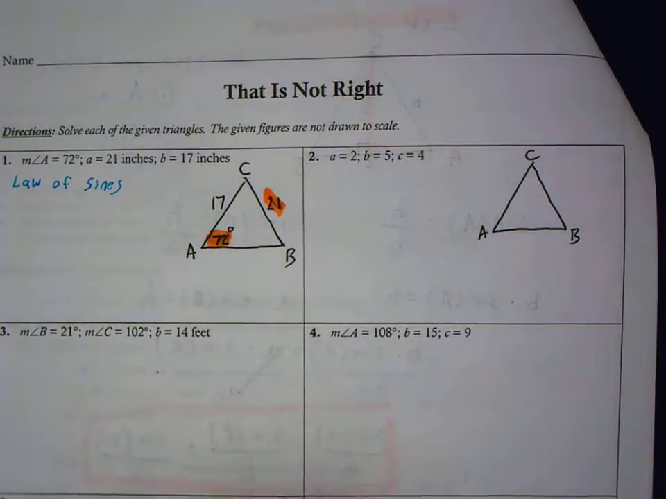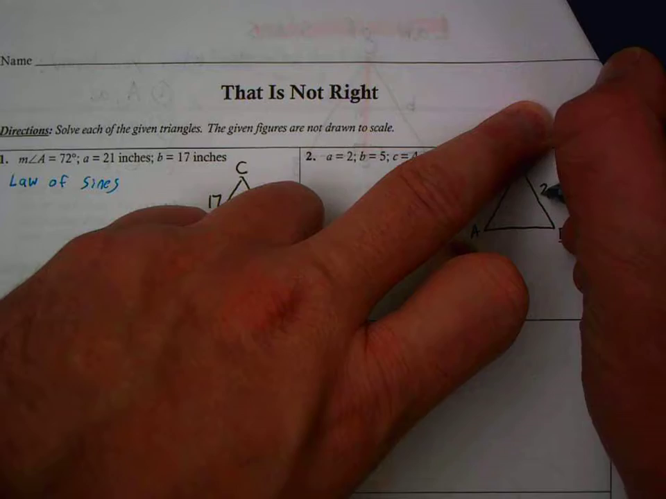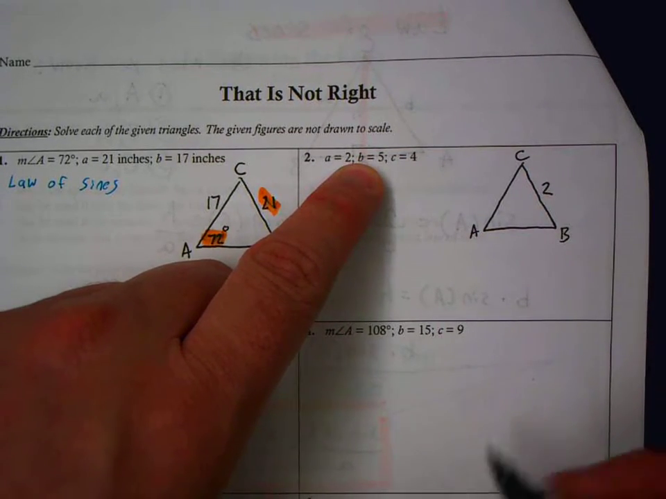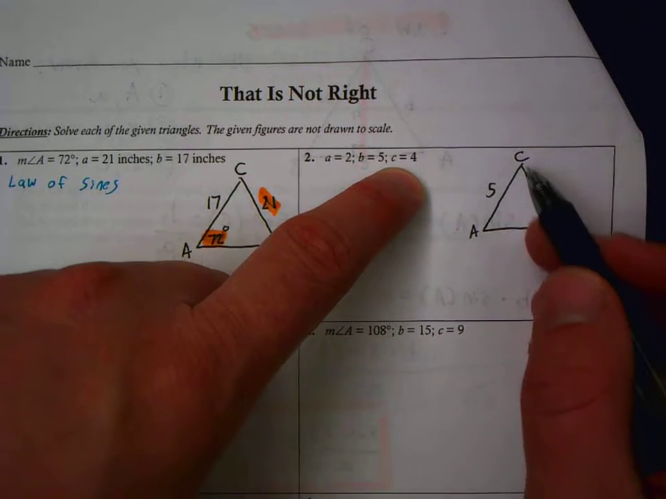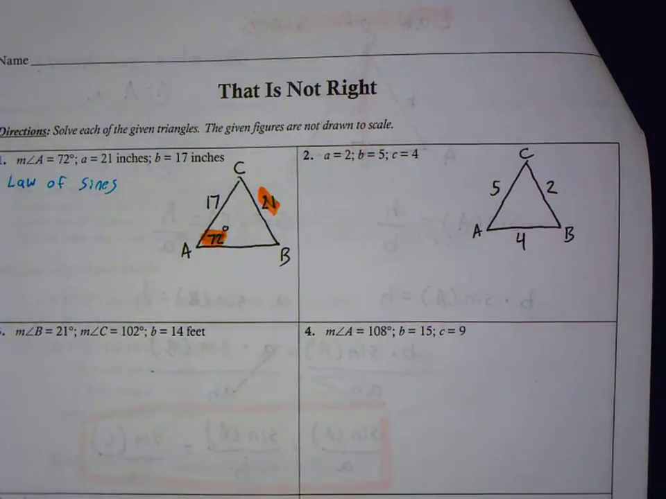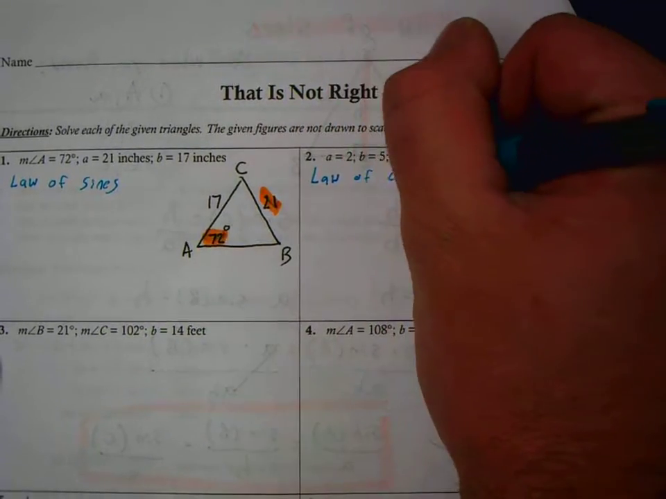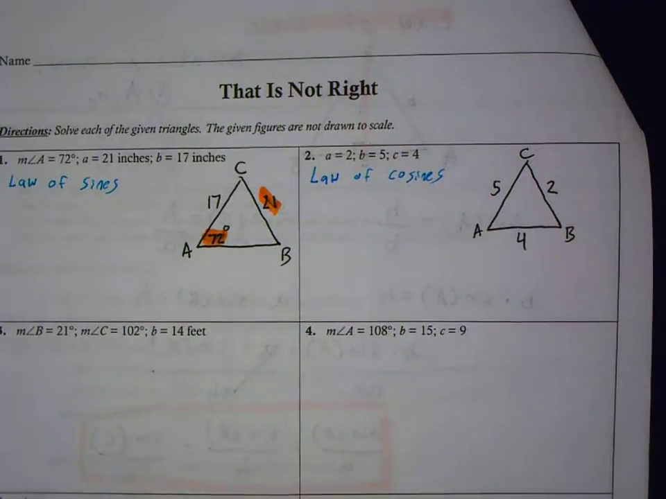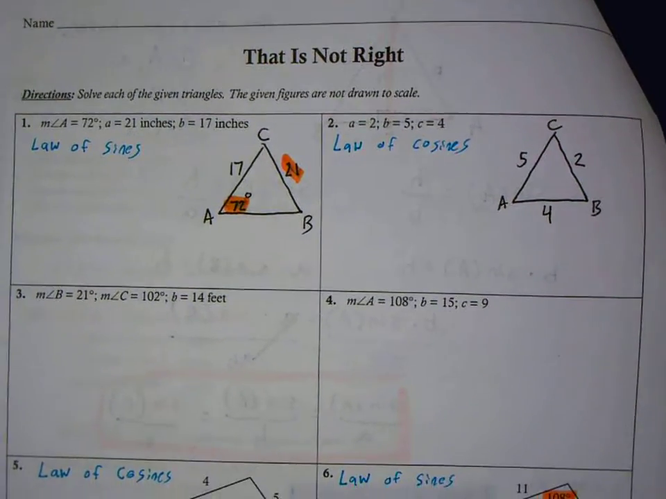So little a is 2. Little a would be across from angle A, so this is 2. Little b would be across from angle B, so this is 5. And little c is across from angle C, so this is 4. I know side, side, side. Which one do you use? Law of cosines, good. That's the hardest part. Which one do I use? I think on my test I tell you which one to use, but most of the time you don't know.